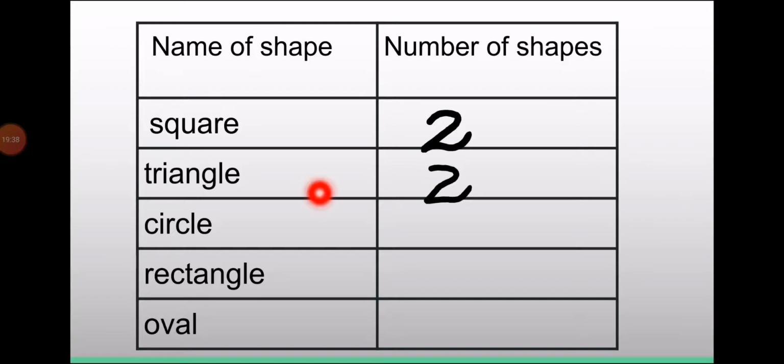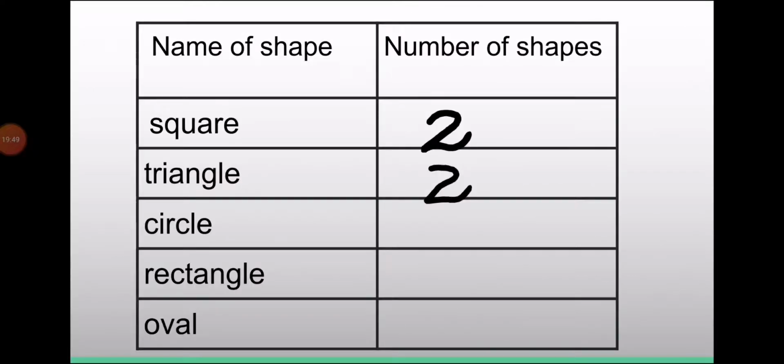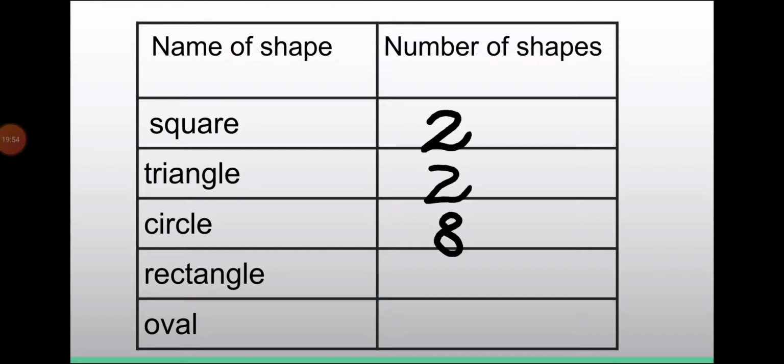Done. Now the third shape name is circle. Now look at the circles. How many circles are used? 1, 2, 3, 4 and 4 down. Total, as we have already written here, 8 circles are used in this robot. So I'm going to write 8 here. You can also write 8 in front of circle.